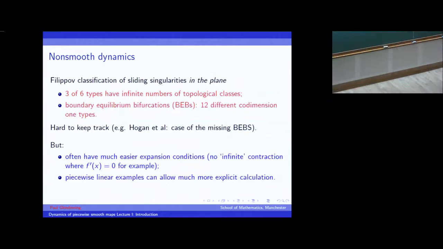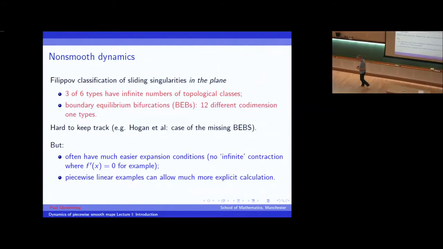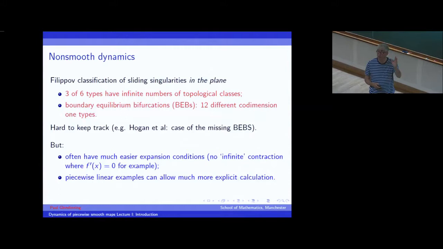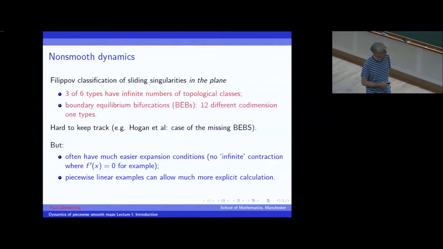Okay, so the first thing from this is there can be lots and lots of complications involved with having piecewise smoothness that you don't have with the smooth case. Moreover, even in the simple bifurcation structure, the ambient dimension matters. The dimension of your phase space starts to matter. It's not just the dimension of the center manifold, it's the dimension of the phase space. But the other thing, as I've been trying to say, is you can often have easier expansion conditions, no infinite contraction.